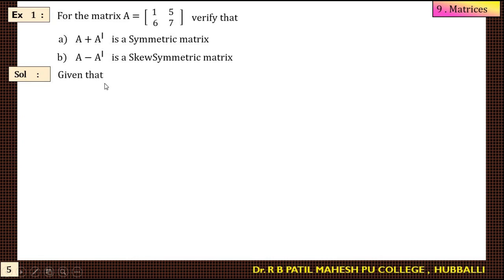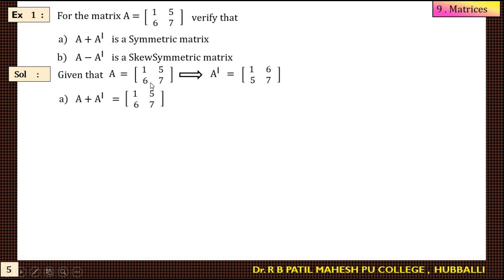Okay, first you write the given matrix A, [1 5; 6 7], and find out its A dash, changing the rows into columns. Now you operate A plus A dash. Now what is A plus A dash? It is A matrix plus A dash matrix. So you know the addition rule, 1 plus 1 is 2, 5 plus 6 is 11, 6 plus 5 is 11, 7 plus 7 is 14.